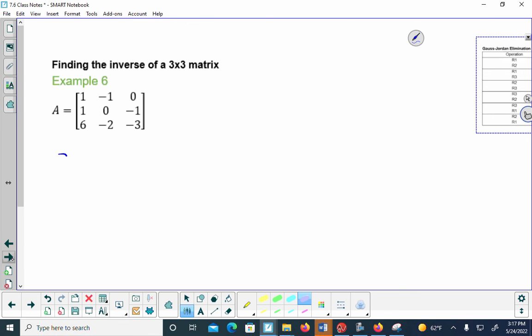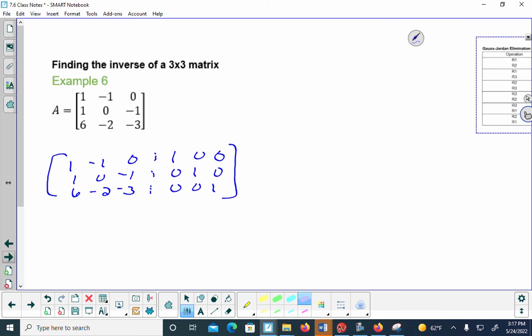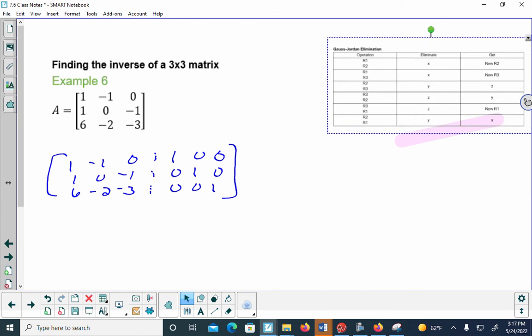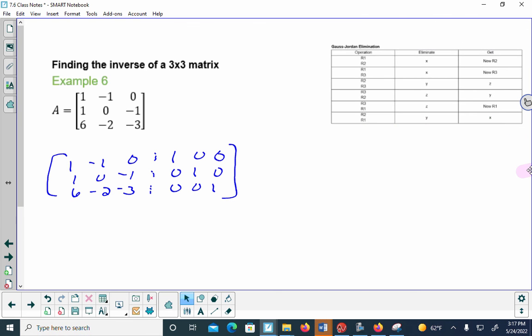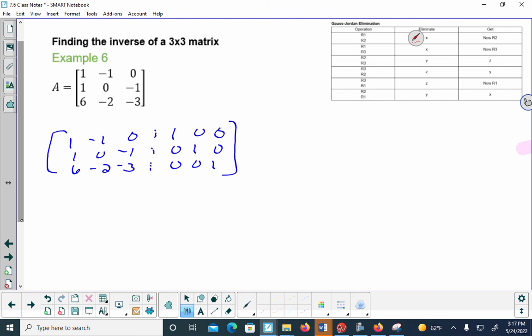So I'm going to rewrite this matrix: 1, negative 1, 0, 1, 0, negative 1, 6, negative 2, negative 3. Doing the augmented part, I'm putting the identity matrix on the other side. Remember, the identity matrix is that main diagonal of 1, everything else is 0. Then we're going to do the same thing that we did before, and use that same pattern to eliminate, put the left side as the identity, and then the right side will be my answer. So it's long, it's tedious, but you know what? We're smart, intelligent people, so we can do it.